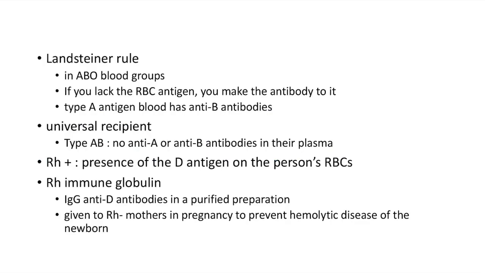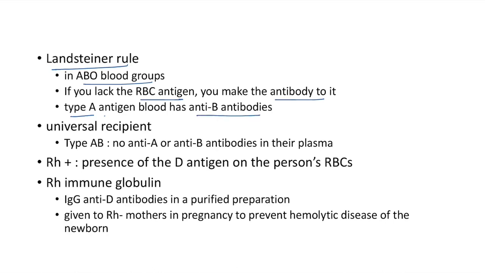First, let us discuss Landsteiner rule. It is useful in ABO blood groups. The rule states that if you lack the RBC antigen, you make the antibody to it. For example, let us see type A blood group. In this case, there will be type A antigen on RBC and anti-B antibodies in plasma.